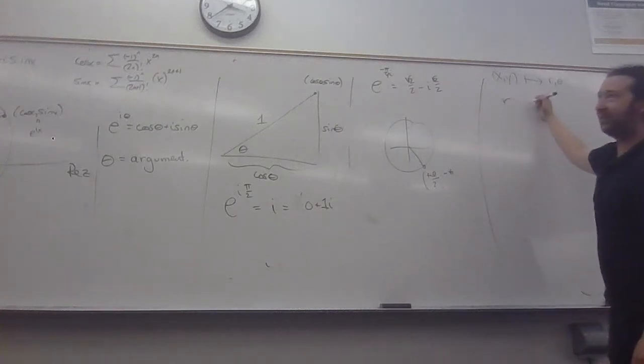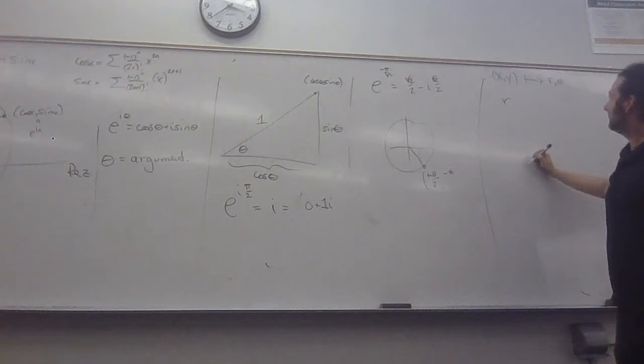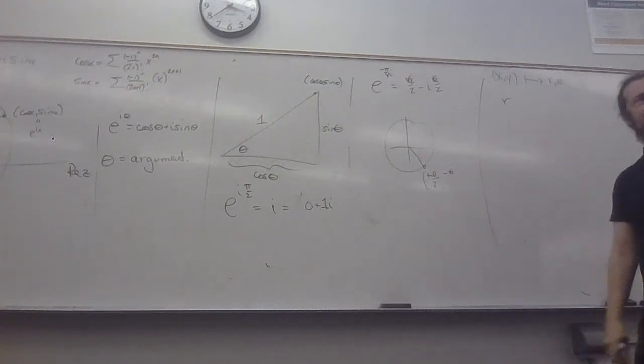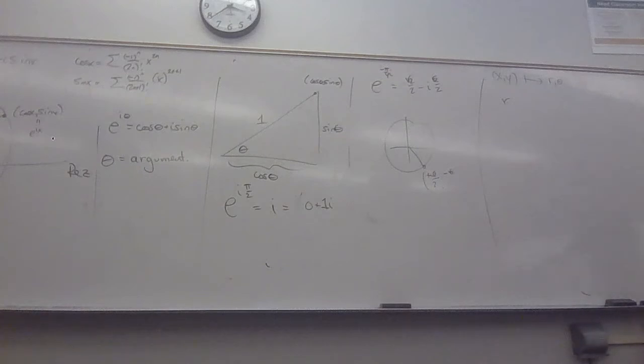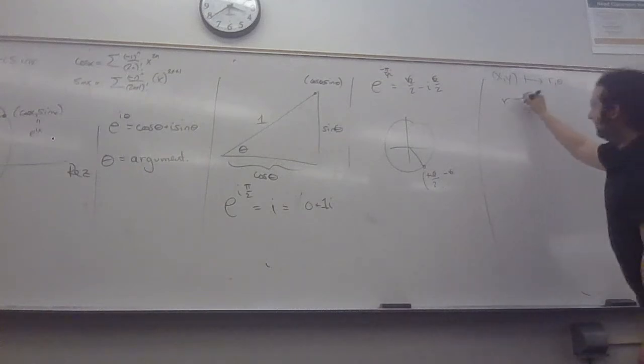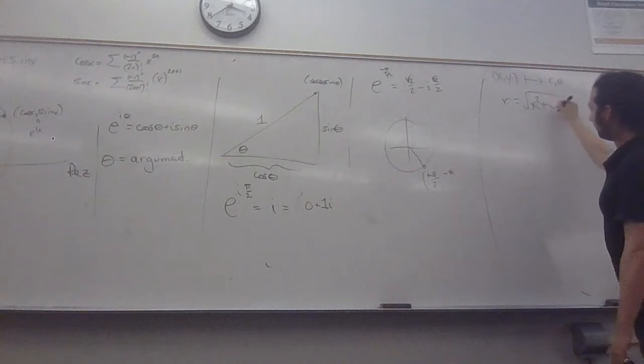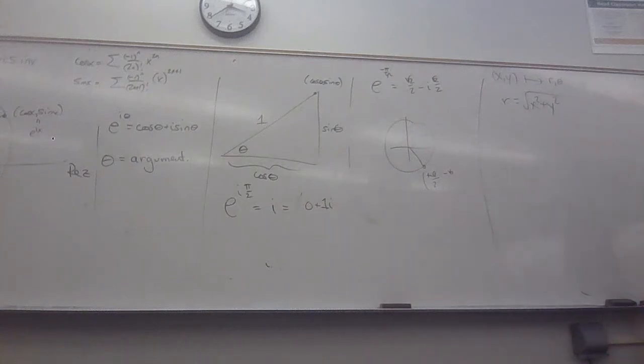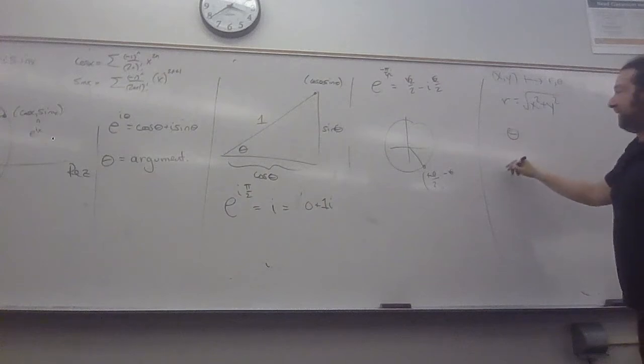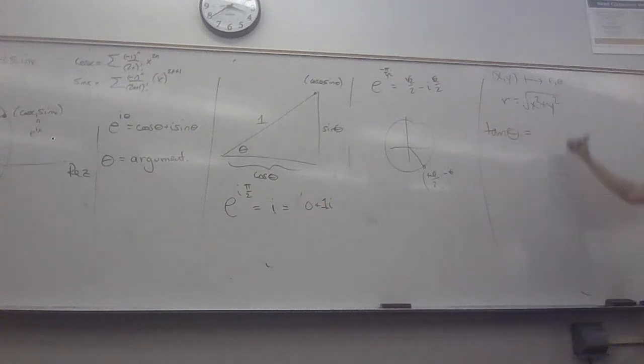R. I start with x and y, and I really like to know r. How do I find it? R is the square root of x squared plus y squared. And theta is inverse tangent. I'll make it easy on you. The tangent of theta is equal to y over x, right?